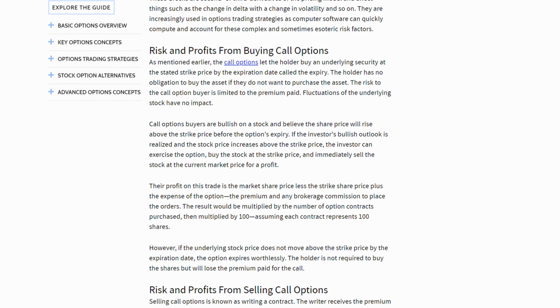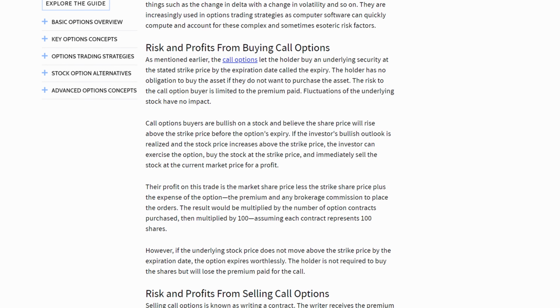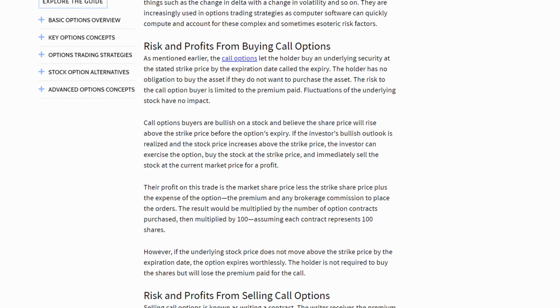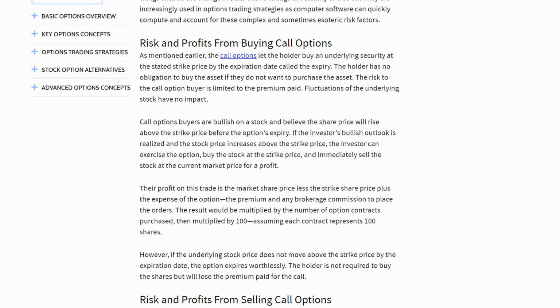Since you bought it at a lower strike and exercised the option at a higher price, you have gained a profit. On the other hand, if the underlying stock price does not move above the strike price by the expiration date, the option expires worthlessly. You don't have to buy 100 shares, but you also lose the premium paid for the call.